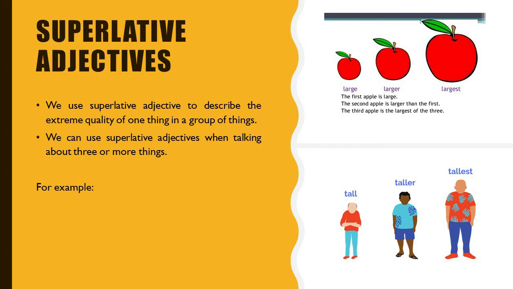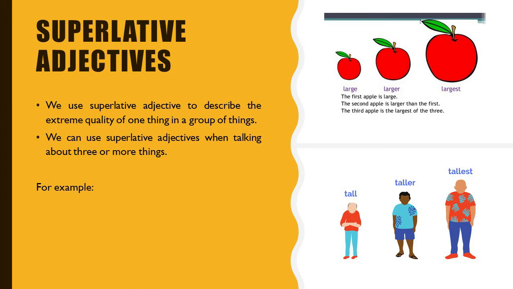Also, we have tall, taller, and tallest, right? We can say the first man is tall. The second man is taller than the first. And the third man is the tallest of the three, right? Because we are talking about the extreme quality of these guys. And what is the extreme quality? The tall, right? In this case, tallest.